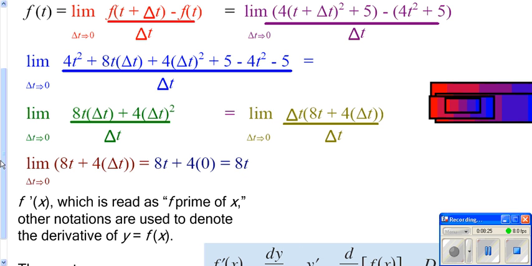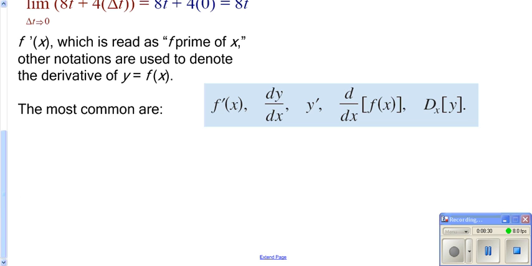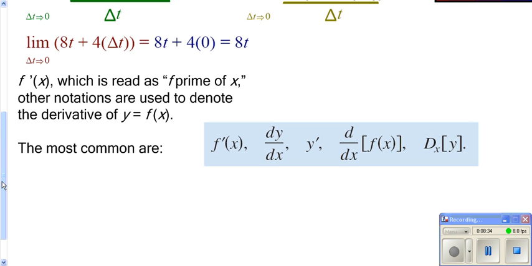Then we're looking at what does your derivative mean, or not what does it mean, but ways to represent it. One way to represent it is f prime of x. It means the derivative of f of x. Another one is dy over dx. A third common one used is y prime.